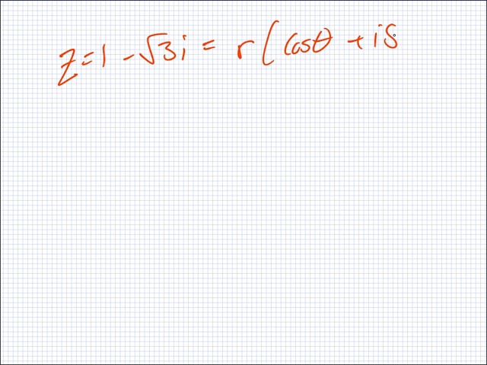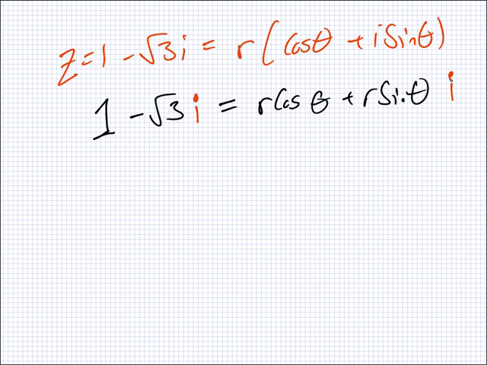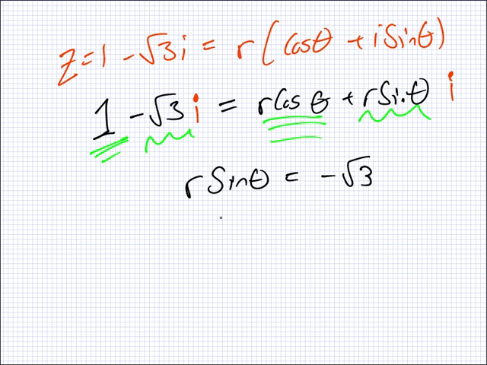Right, can you read out 12? Okay. It's easy. Z equals 1 minus root 3i. And I say you can write that in the form r cos theta plus i sine theta. So on the left you have 1 minus root 3i, and on the right you have r cos theta plus r sine theta i. By comparison, r cos theta must be 1, and minus square root 3 must be the r sine theta. So r sine theta equals minus root 3, and r cos theta equals 1.